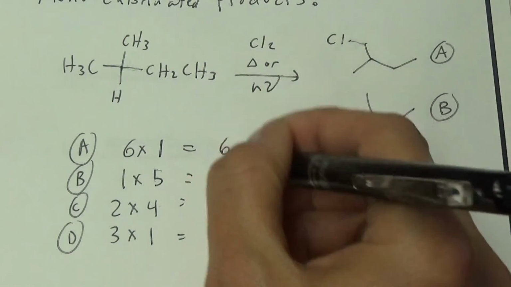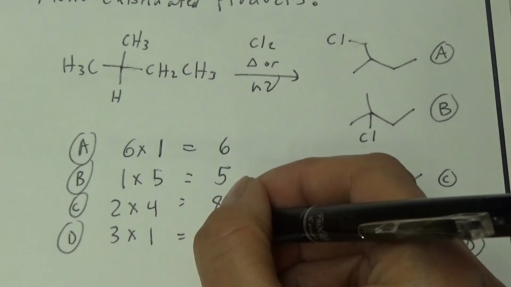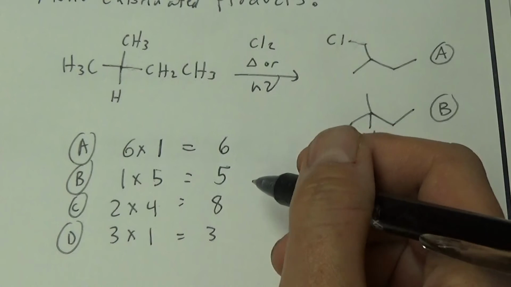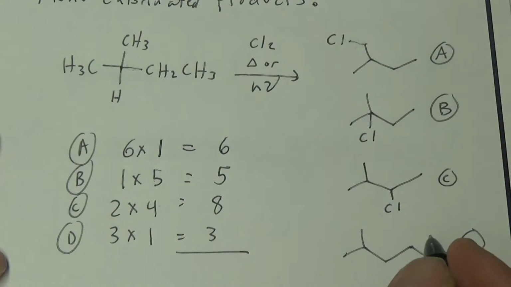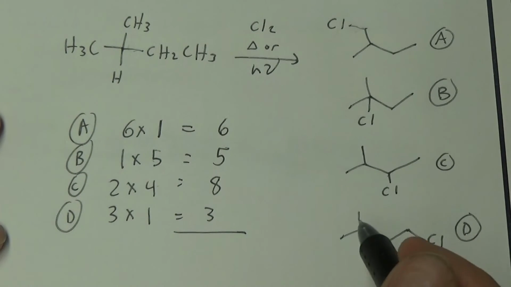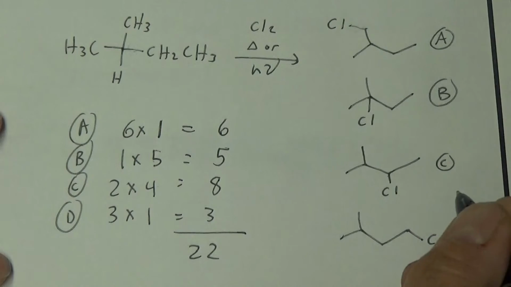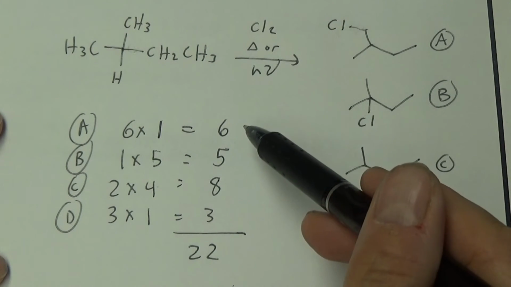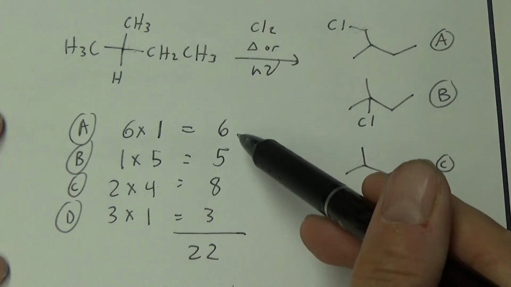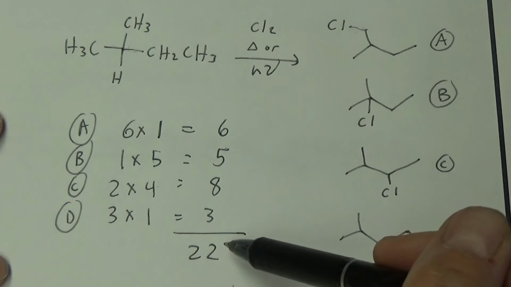This is 6. This is 5. This is 8. And this is 3. 6, 5, 8, 3, right? Now, all we do is we add them up. When you add them up, you get 22. And the very last thing is now for A, B, C, and D, you just do the percent of it: 6 divided by 22, 5 divided by 22, 8 divided by 22, and 3 divided by 22.